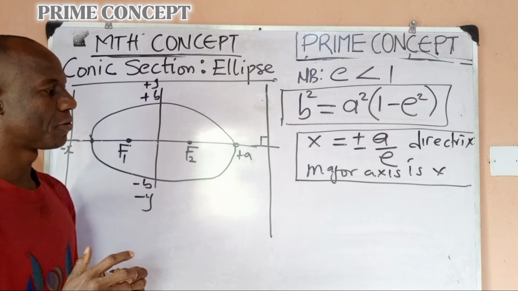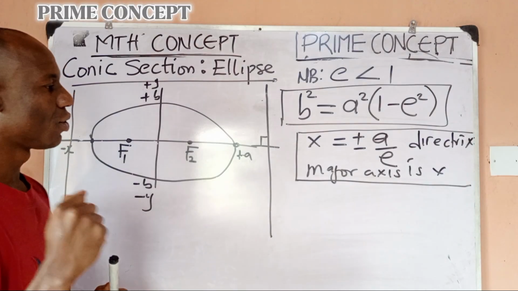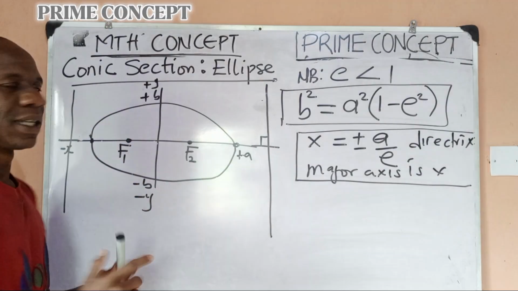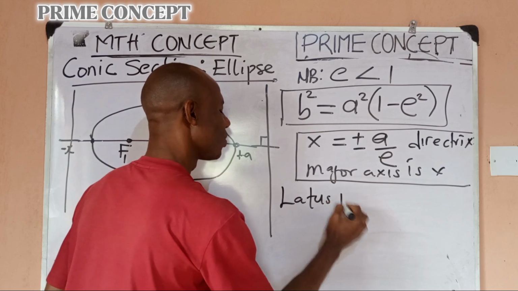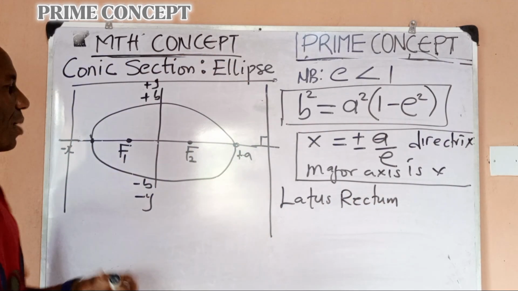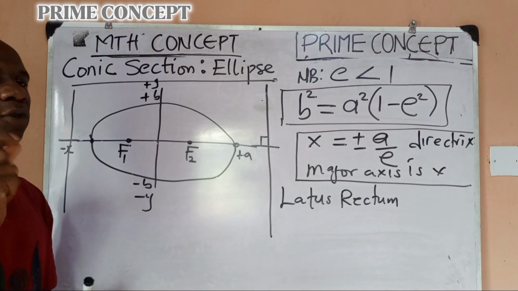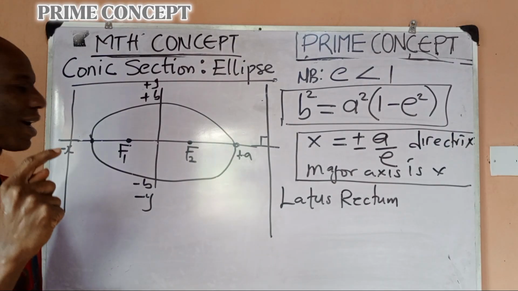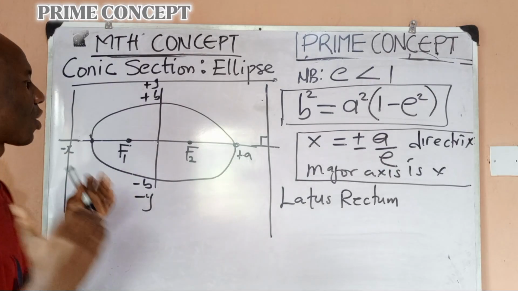Now, the final thing I want to mention before we take an example is how you can find the latus rectum. What is the latus rectum? Let me write it. We've defined it already, but let me still mention it. The latus rectum is a line that passes through the focus, and that line is perpendicular to the major axis, and the end point of that line touches the conic.